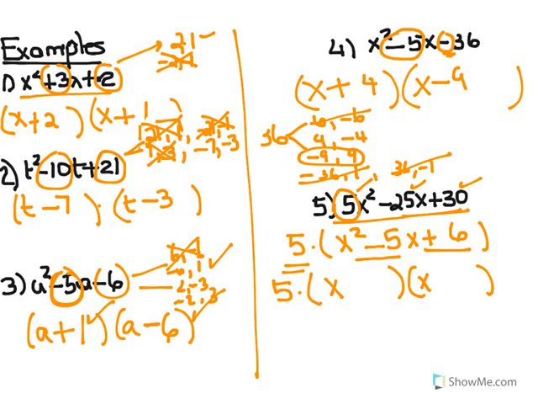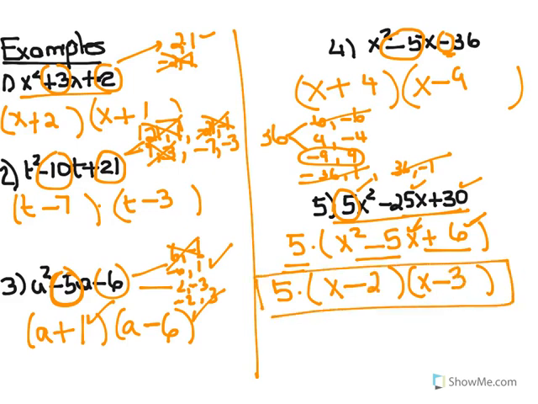And added is going to give me negative 5. So these two numbers are going to have to be negative. Okay? What two numbers multiply to give me 6 and add to negative 5? Negative 2 and negative 3. And this is the decomposition, or the factorization, of number 5.